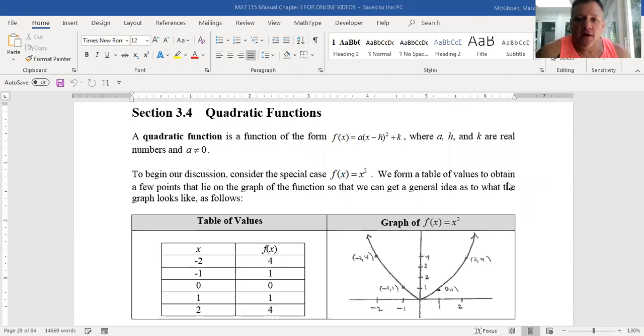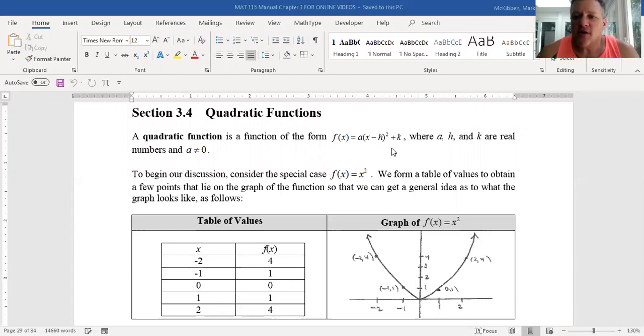For us, a quadratic function can be put into this form: a constant times a linear expression squared, where the coefficient of x is 1, plus k, where a, h, and k are real numbers, and a, of course, is not 0. If a were 0, you wouldn't have a quadratic term, it'd just be a constant.